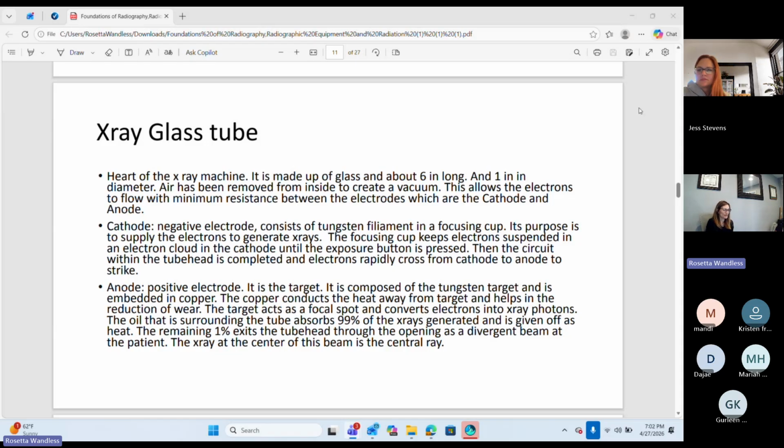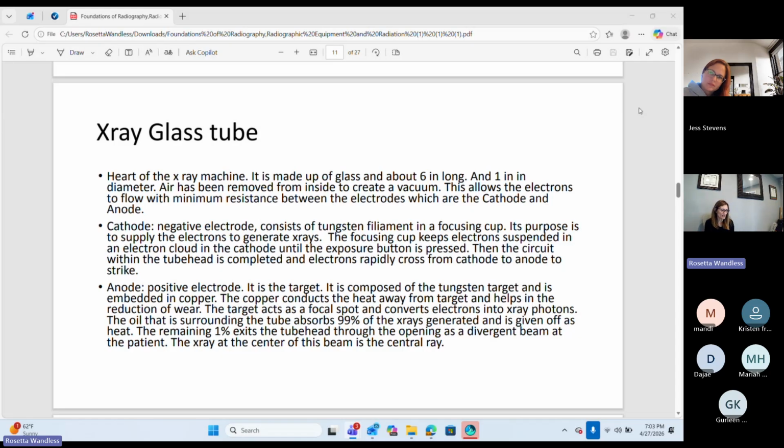So to look at this, the copper conducts the heat away from the target. It also helps reduce wear, so we're not going through these parts so much. The target is going to act as a focal spot, meaning a concentration of where the energy is going. And here it's converting those electrons, that energy, into our X-ray photons or electromagnetic radiation right at that area.